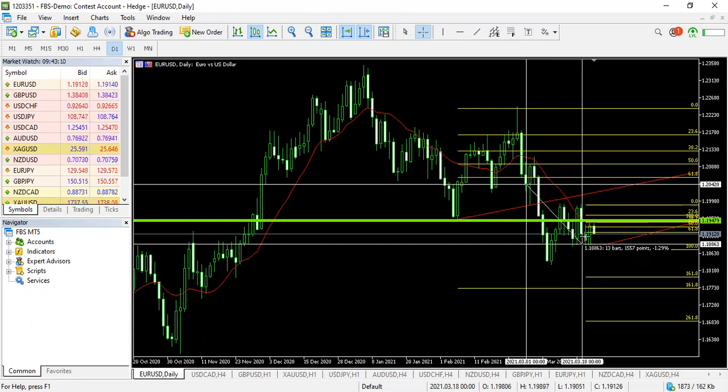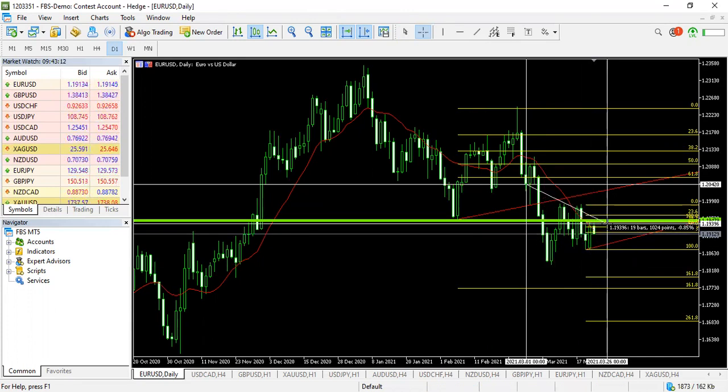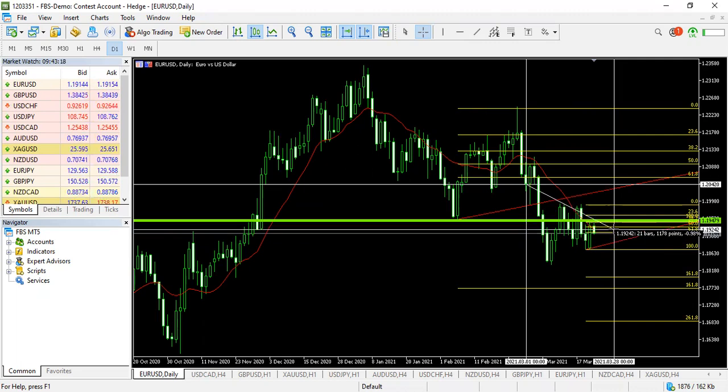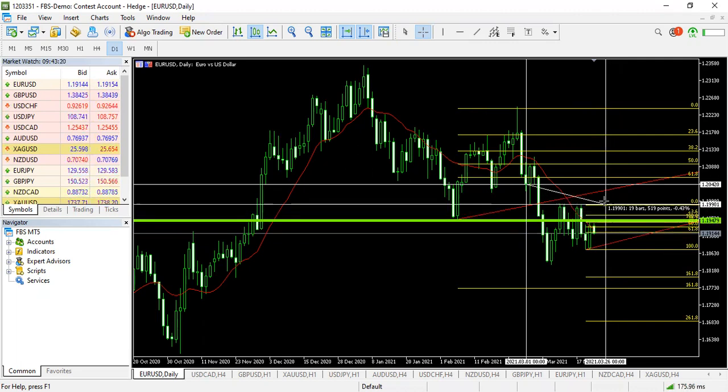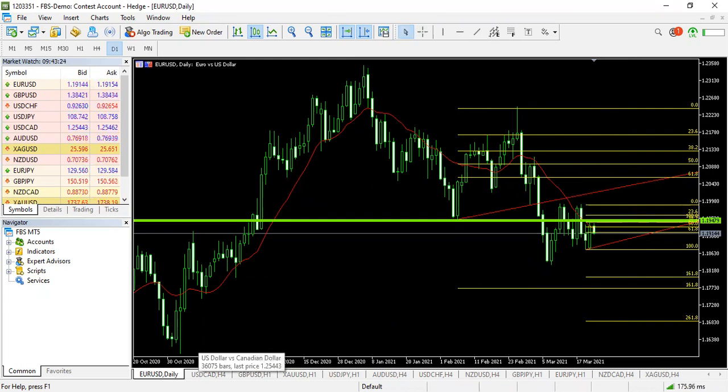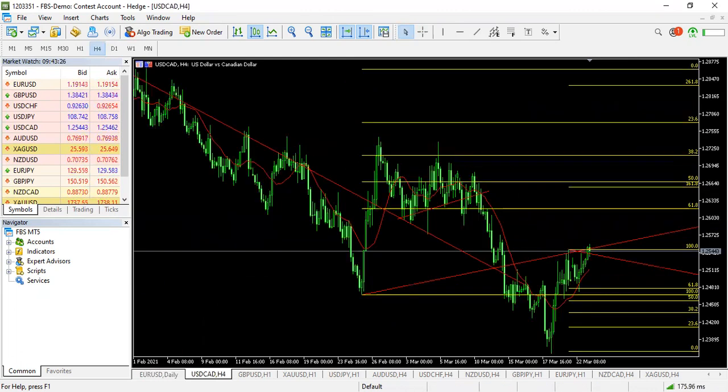So at the moment, if you knew about the resistance here at 119,300, you probably sold. But like I said, I'd rather wait for the top of the range or the bottom of the range before I can make any moves. So that's the Euro USD, the USD CAD.